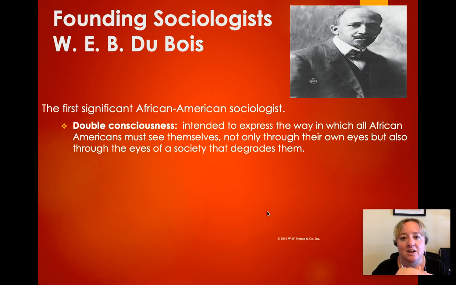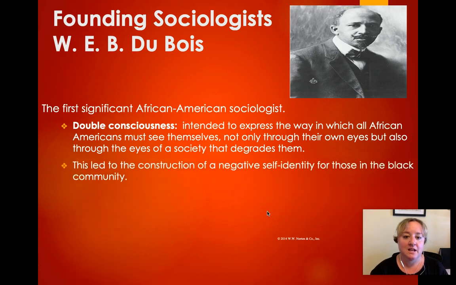Basically, he said that all African-Americans have to see themselves in two ways, not just in the way they see themselves, so not just through their own eyes, but also through the eyes of society, and not just any society, but a society that degrades them. So not just seeing yourself the way you feel you are, but being constantly aware that other people are looking at you and judging you just simply based off the color of your skin. This is double consciousness, and this is what Du Bois was getting at. He also said that this is what led us to have negative self-identities for people in Black and African-American communities.